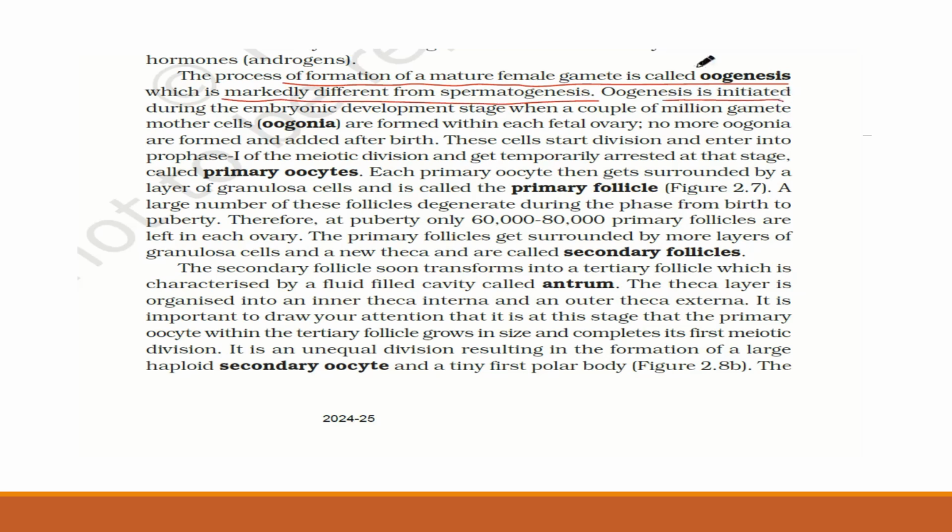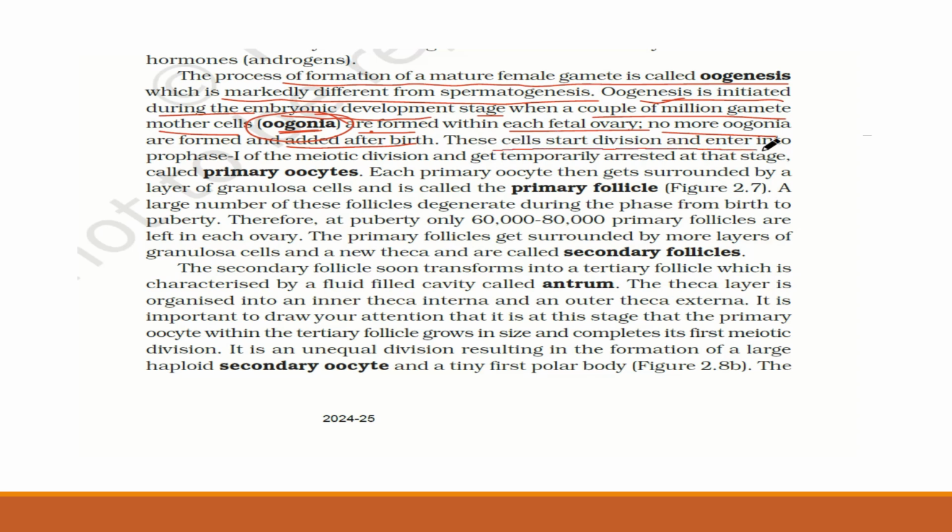Oogenesis is initiated during the embryonic development stage, when a couple of million gamete mother cells, or oogonia, are formed within the fetal ovary. So when the ovary is in the fetal stage, only then are oogonia formed, and that too in a couple of million number. They do not produce any more oogonia after birth. They remain the same, or they rather degenerate.